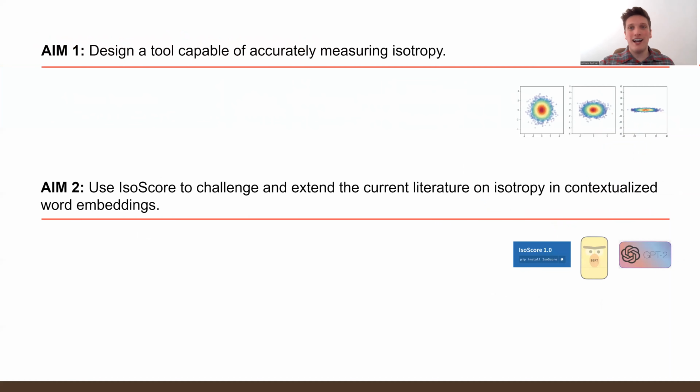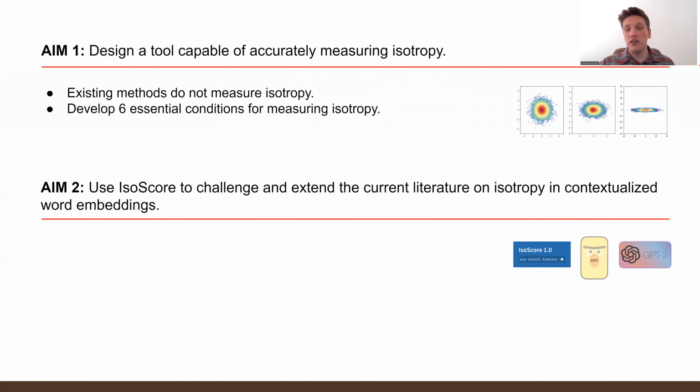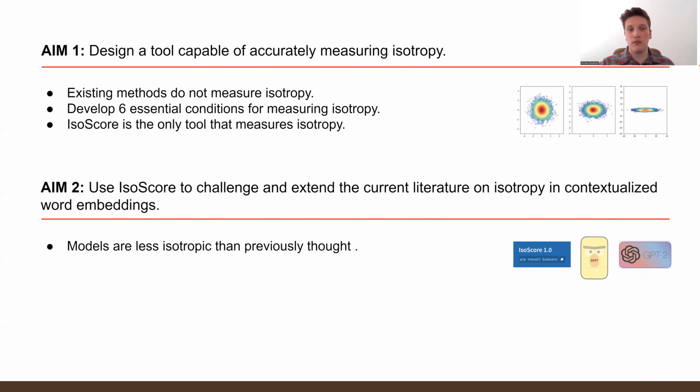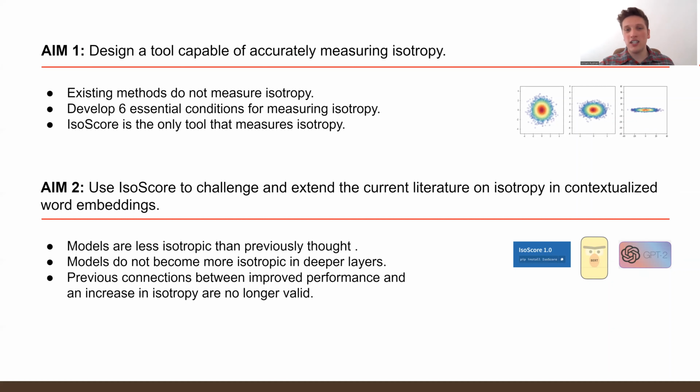Now, in this project, we show that existing methods do not measure isotropy. We developed 6 essential conditions for measuring isotropy and show that IsoScore is the only tool that actually measures isotropy. Additionally, we apply IsoScore to embeddings to show that these contextualized embedding models are less isotropic than previously thought. Models do not necessarily become more isotropic in deeper layers, and this connection between isotropy and performance is no longer valid under these flawed metrics.